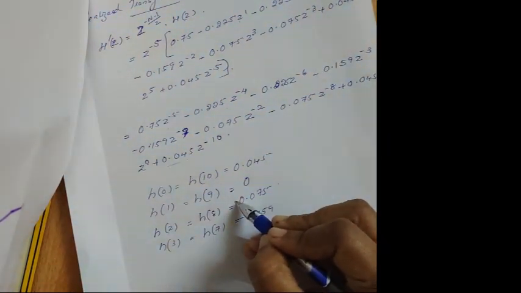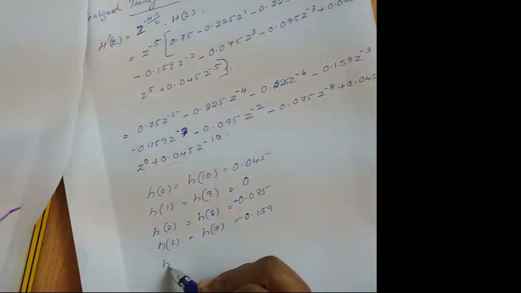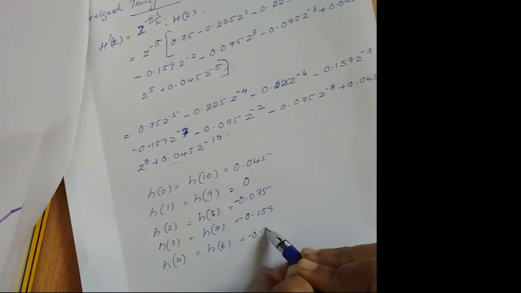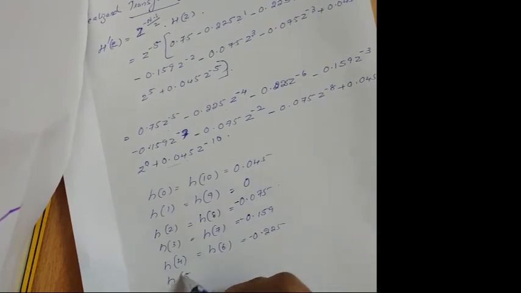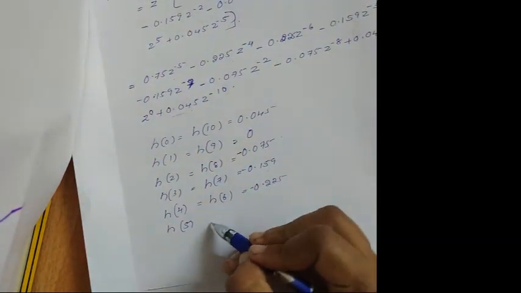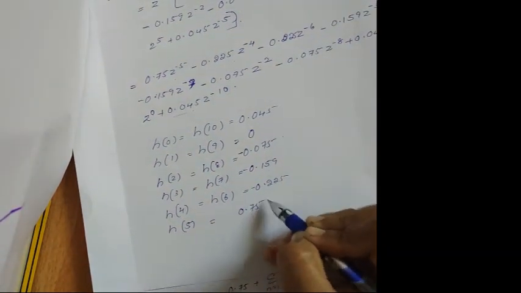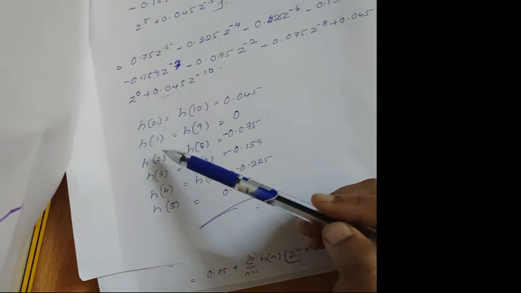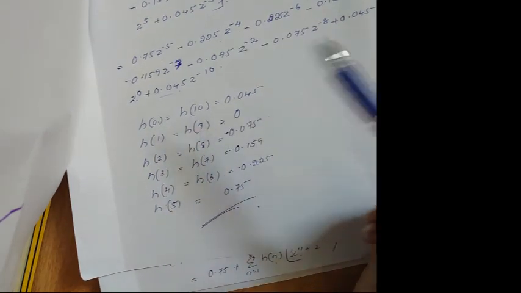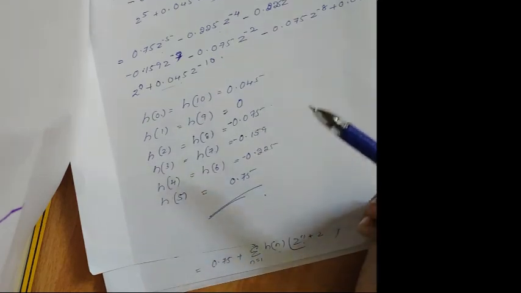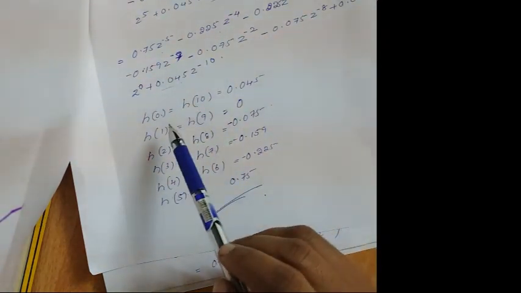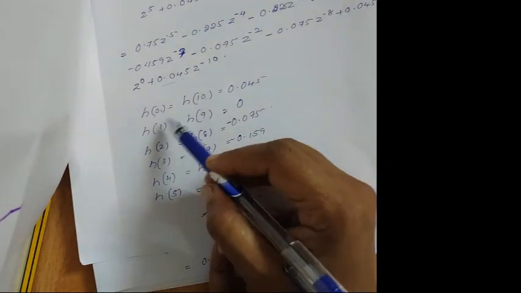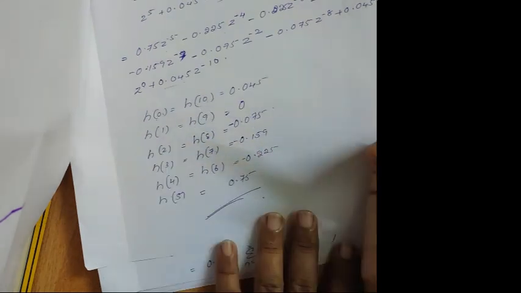Then this is also minus. Now you got h of 3. H of 4 is equal to h of 6 is equal to minus 0.225, and h of 5 here you got as 0.75. This is how you find all the samples: 0, 1, 2, 3, 4, 5, 6, 7, 8, 9, 10. 0 to 10 gives you 11 samples. As it is symmetric in nature, 0 and 10 will be symmetric, so whatever terms you are getting will be symmetric in nature. That's why you are writing like this.